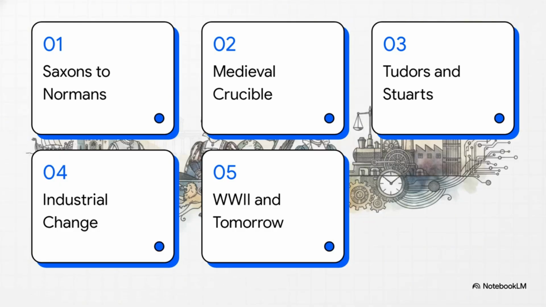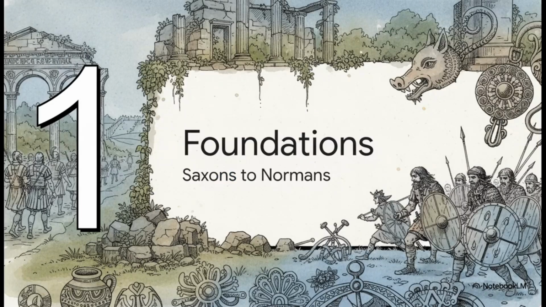We have a highly structured roadmap to navigate over a millennium of history. We'll start with our foundations from Saxons to Normans, move into the medieval crucible, explore the Tudors, Stuarts, and Revolution, look at the Industrial Transformation, and finally wrap up with World War II and tomorrow. Starting right off with Section 1, Foundations, Saxons to Normans.